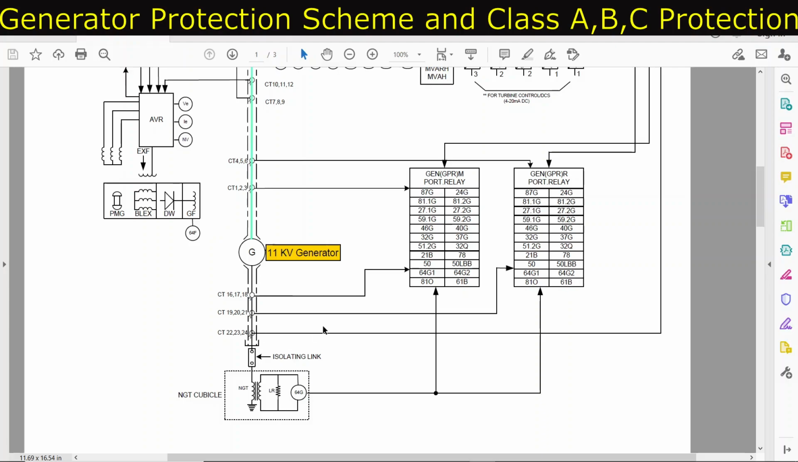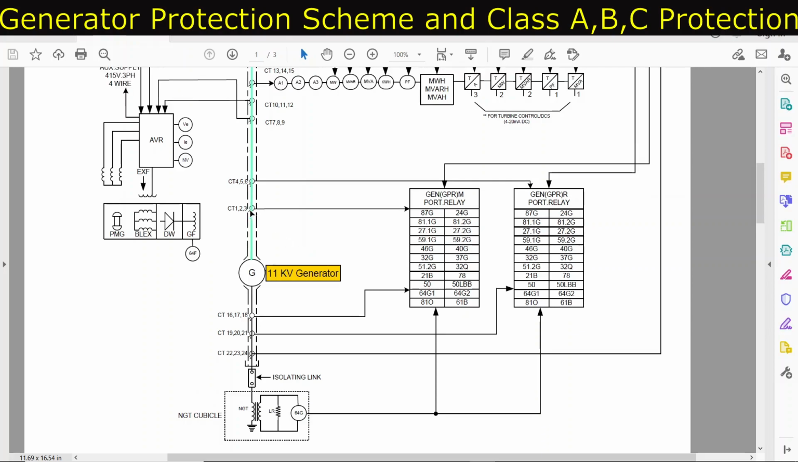So for the protections, you can see the CT tapping, all the protection of the generator. These CTs are being used. We are using the secondary winding, the secondary terminal of the CTs, to take the protection. You can see here, this one is for the main relay. These CTs are being used for the protection in the redundant relay.